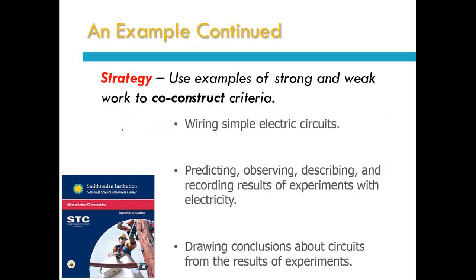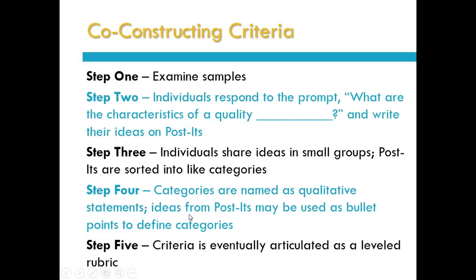So we go back to our example unit, STC, electric circuits, and the learning goals that we've talked about. And we think about, all right, if we want to construct some criteria around what it looks like to meet these goals, then what does that entail? There's a procedure for this, a 5-step process. Again, this is illustrated in one of those 3 books.